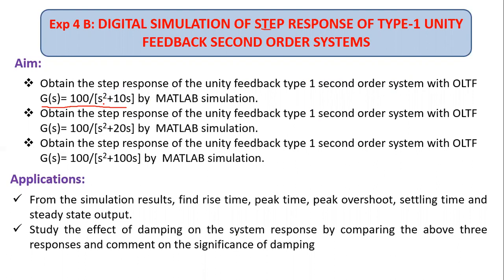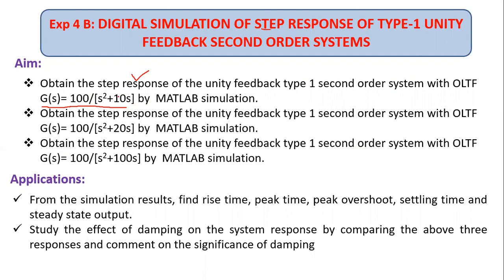Also, if we observe the number of poles at origin, here we have one pole at origin. That's why it is called a type 1 system. So this is a type 1 second order system. For this system, we are adding a unity feedback and applying a step input, and we will find the output response.